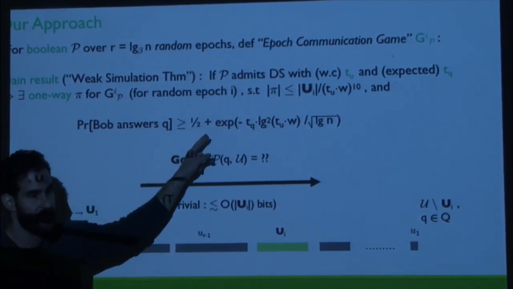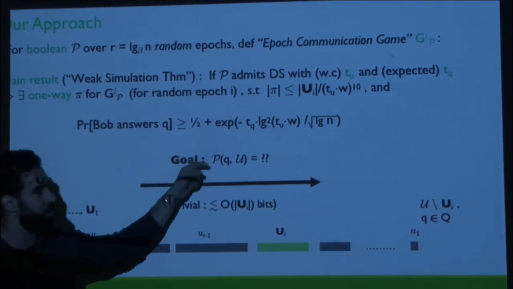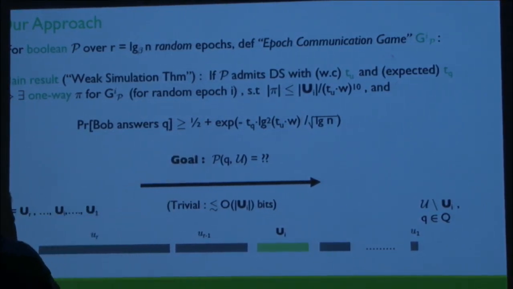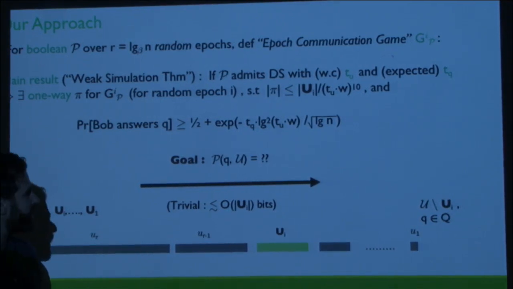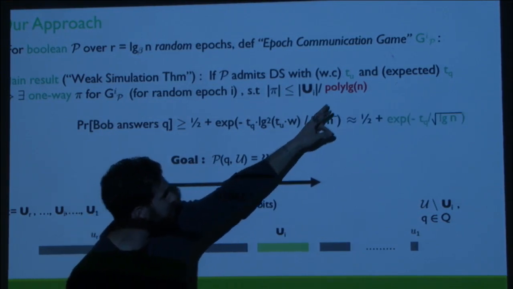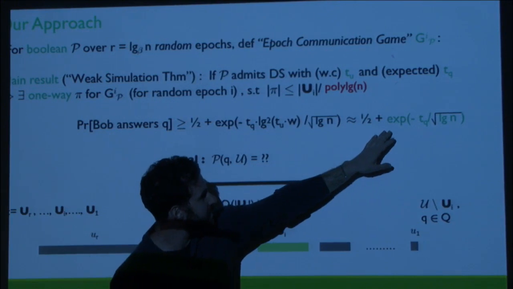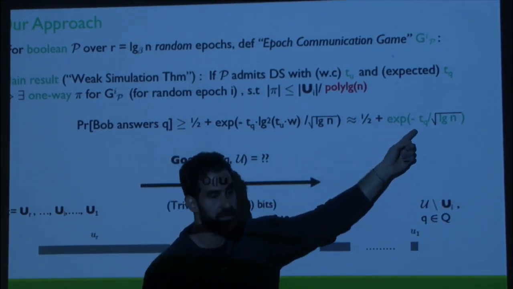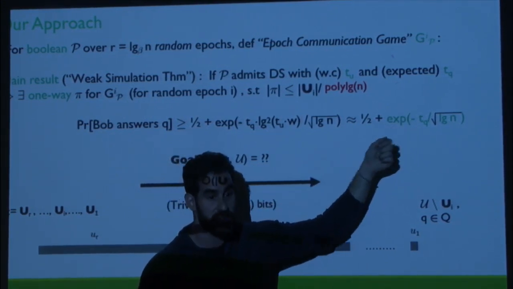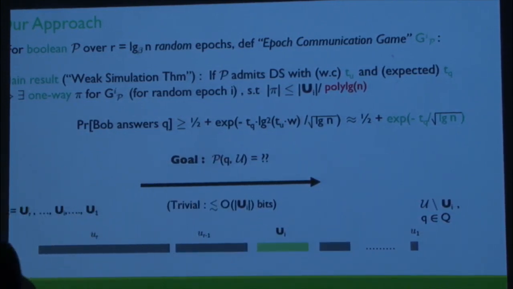And it lets Bob answer the query with a tiny but non-trivial advantage over random guessing. So he can always guess the answer. It's a Boolean problem, right? Probability half. But if you think of tu as polylog and ignore this term, then it gets him an advantage of roughly exponential in minus the query time over the square root of the number of epochs. So I'm not asking you again to understand, just does that parse?